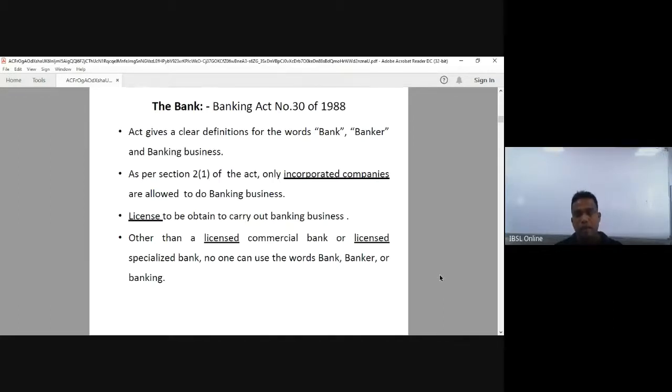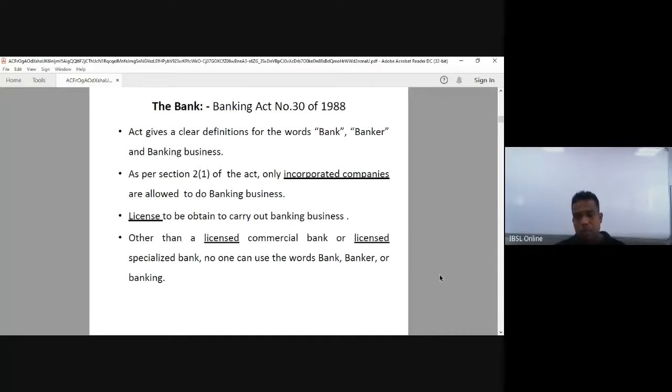So these words you can't use in your company or in your business unless you obtain a license from the central bank. Now you remember, this is the definition given in the Banking Act. So it has to be a company. You have to register a company, then obtain a license from the central bank to do banking business. These are the requirements. There are other requirements: financial requirements, regulatory requirements. There are a lot of things to do, but when it comes to law, these are the main two legal requirements to become a bank.